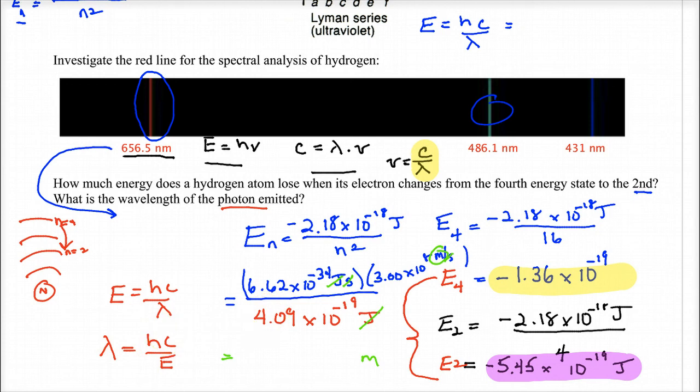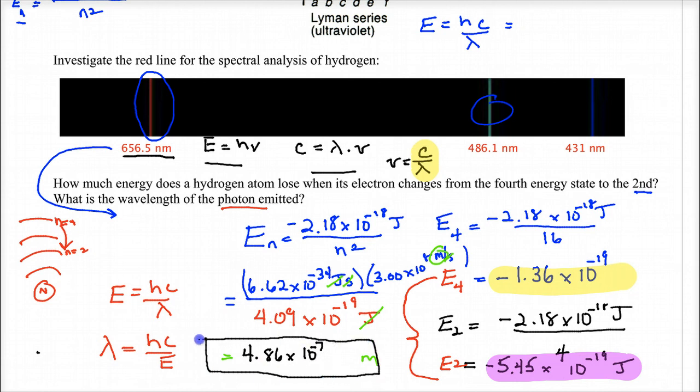So let's plug this in. And what I get is 4.86 times 10 to the negative 7 meters. And that's the wavelength of the photon that would be emitted if an electron jumped from the fourth to the second energy level.